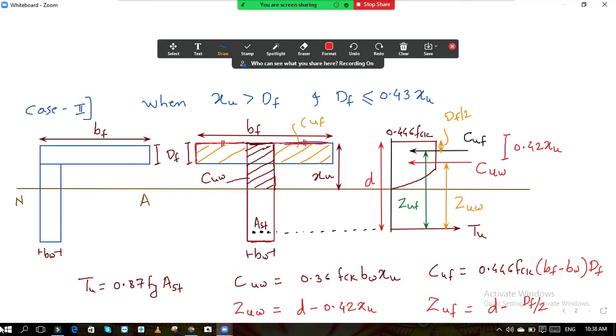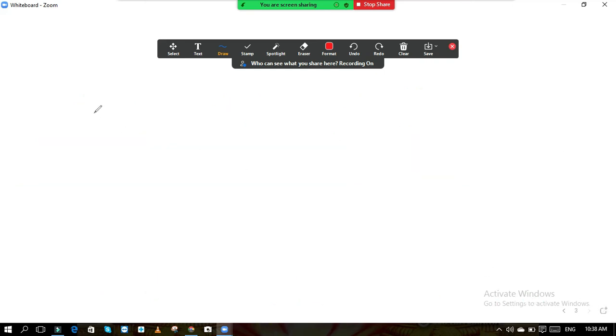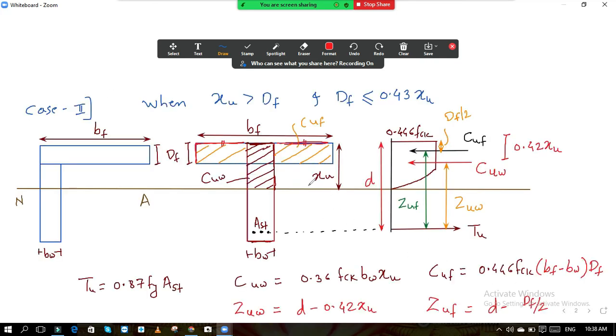Okay, so here is an important point that I am going to tell you. When your DF is less than 0.43 XU, the stress in the flange is uniform, and the T beam can be treated as a rectangular beam with width BW and depth D, that we have already seen.